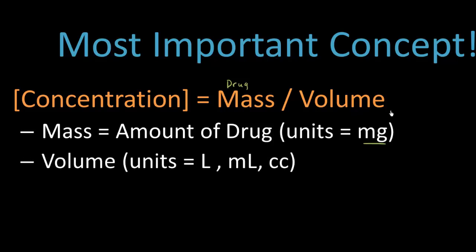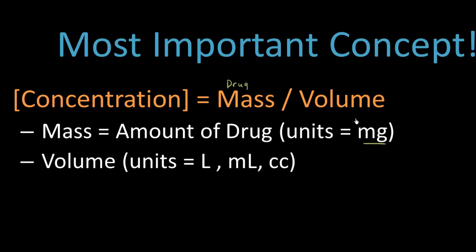Volume is a little variable. So if we're talking about blood volume, we might use liters. If we're talking about the volume in a syringe, we might use cc's or cubic centimeters or milliliters. "I want 5 cc's of epinephrine stat." In any case, the volume depends on what you're dissolving it in. So the drug is dissolved in a certain volume, and that gives us our concentration.